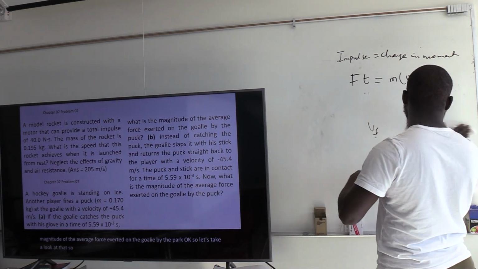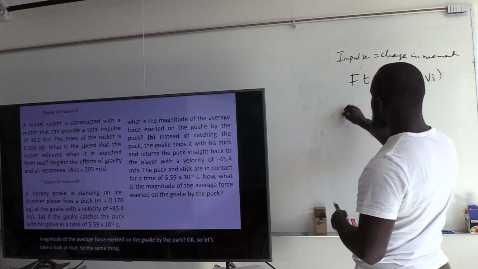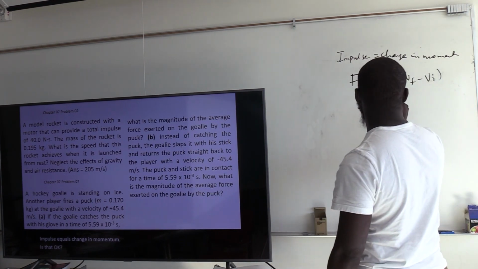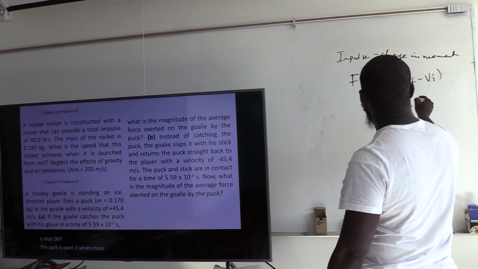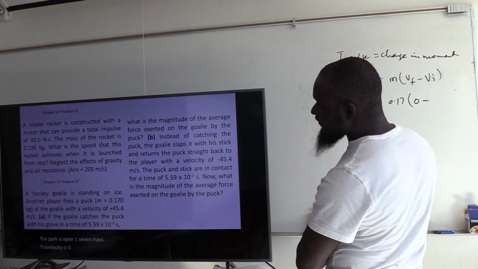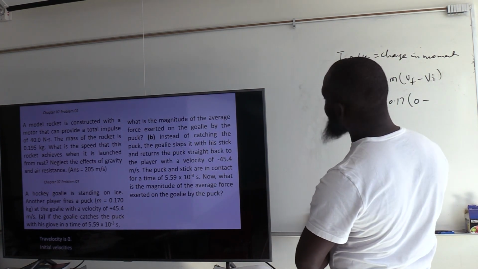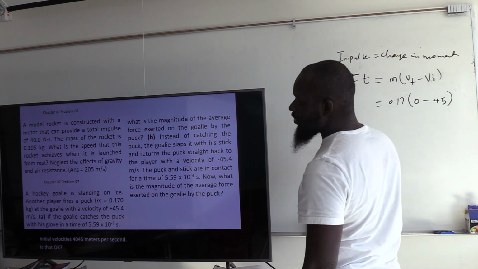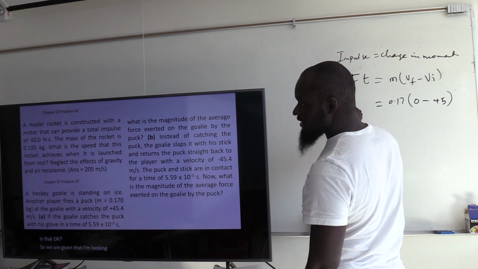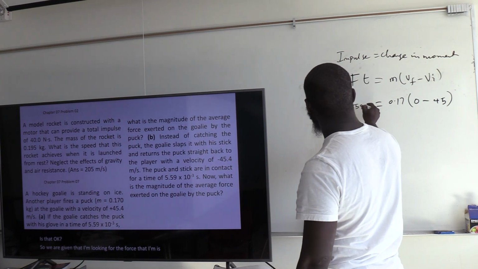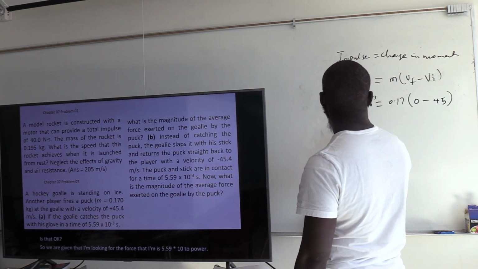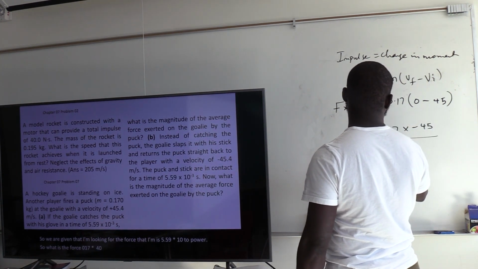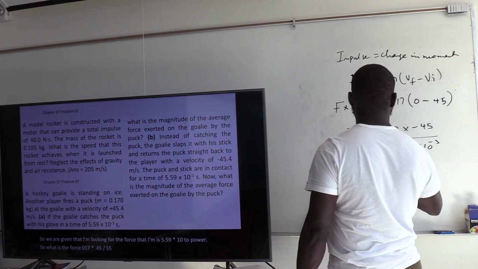So the same thing. Impulse equals change in momentum. The puck is 0.17 kilograms mass. Final velocity is 0. Initial velocity is 45 meters per second. So we are given the time, and we're looking for the force. The time is 5.59 times 10 raised to the power negative 3. So what is the force? 0.17 times minus 45 over 5.59 times 10 raised to the power negative 3.